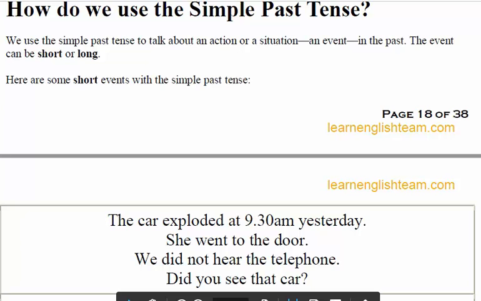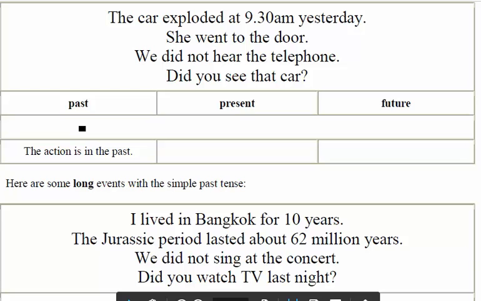If this auxiliary verb is not used in the sentence, then this hear is converted into heard and this see is converted into saw. Okay, just like went and exploded. So these are the actions which are performed in the past. Here are some long events. These are some examples of the short event, but here are some long events with the simple past tense. For example, I lived in Bangkok for 10 years.